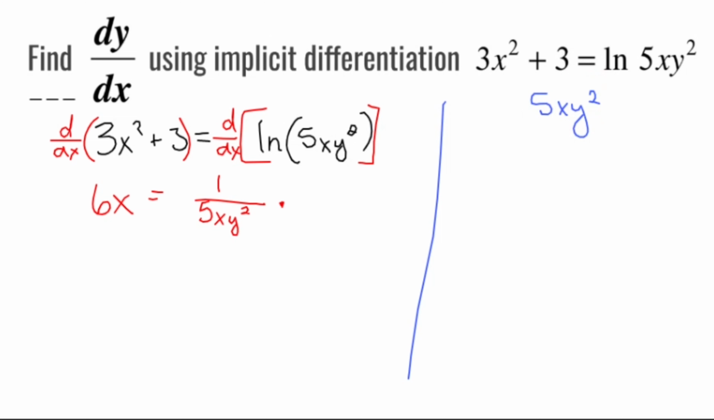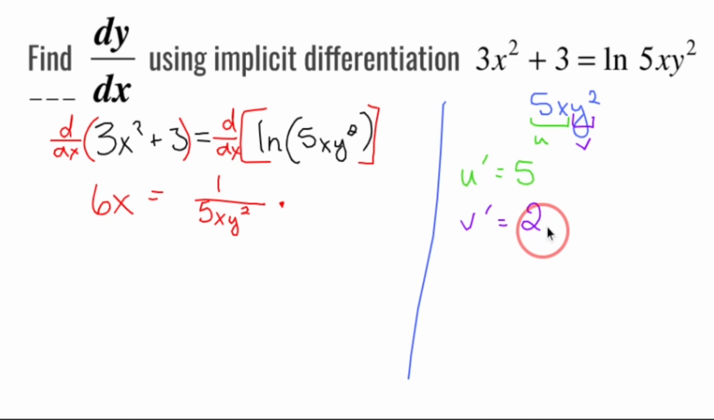Now what I'll do is I will use product rule. I will call this u, and I will call this v. So I need to find the product rule, which is u prime v plus v prime u. So u prime is the derivative of 5x with respect to x, which is just 5. Not bad. However, over here, I have to take the derivative of y squared. So v prime is the derivative of y squared, 2y, with respect to x, which means I attach dy/dx.